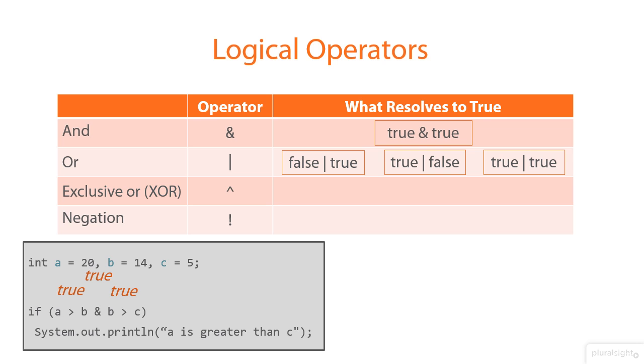Now that's different than the exclusive OR. In the exclusive OR, exactly one side needs to be true. It can be false or true, and then true or false. In the case of the exclusive OR, it just can't be true or true.